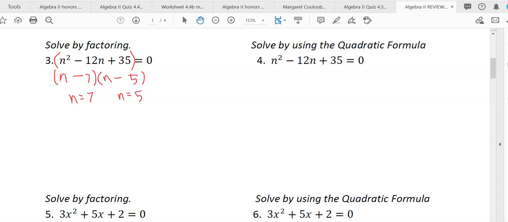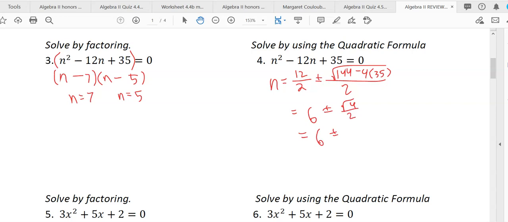Over here, quadratic formula, so n equals the opposite of 12 over 2a, plus or minus the square root of b squared, which is 144, minus 4 times 1 times 35. So we get 6 plus or minus the square root of 144 minus 140, which is just the square root of 4, over 2. So that's 6 plus or minus 2 over 2, which is 1. So it's really two different answers: 6 plus 1, which is 7, and 6 minus 1, which is 5.